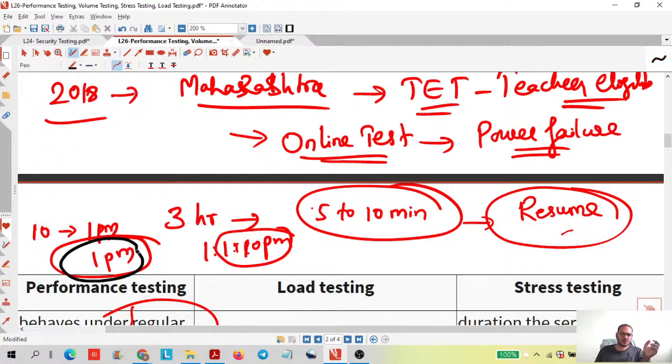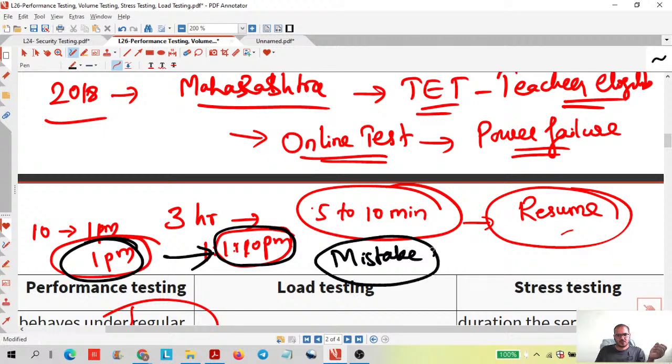So the people were blaming: why are you providing more time to these people? It was a mistake in the software, because at one time the people restarted and took 4 to 5 minutes, but for some people it ended exactly at 1 p.m. They started the test at 10 a.m. and ended at 1. For some people it was extended because the time was paused.